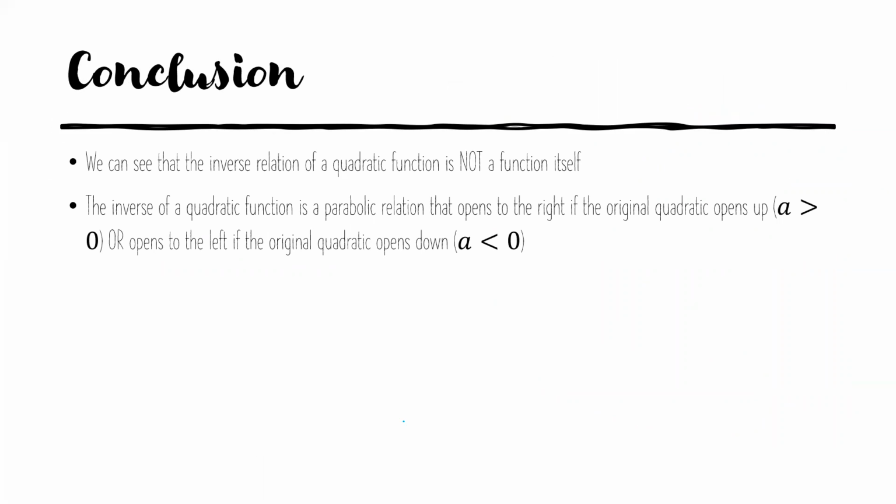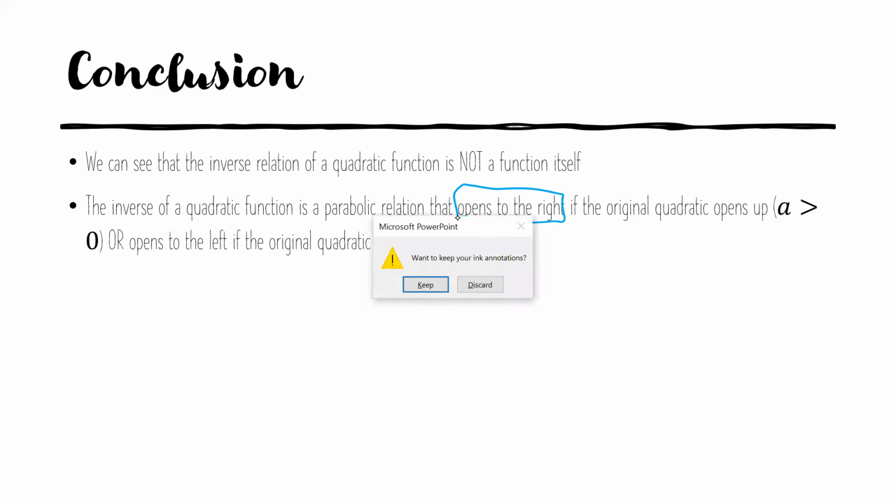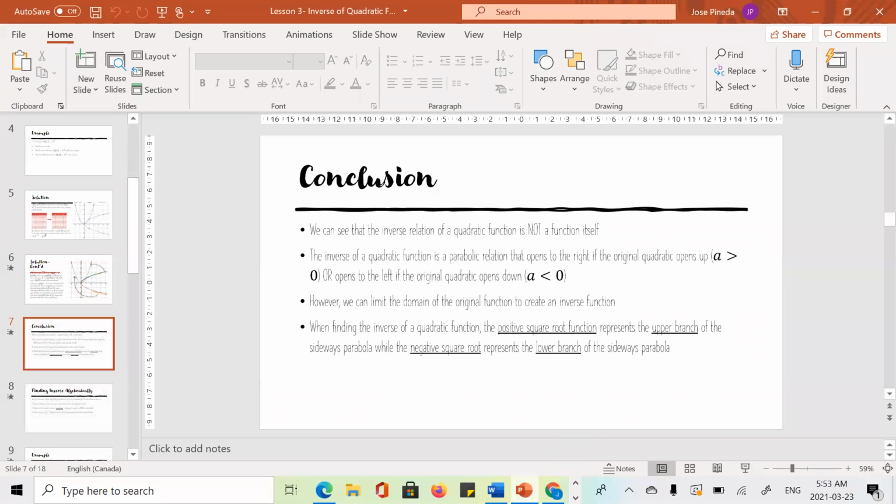So just keep in mind, and we actually already saw this, the inverse of a quadratic is parabolic. If the quadratic opens up, then its inverse relation will open to the right. And if it opens down, then the inverse will open to the left. We can actually see this by looking on Desmos. So I'm going to open up Desmos so you can see this.